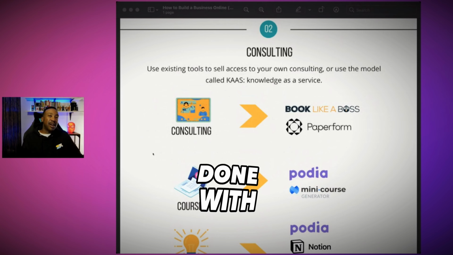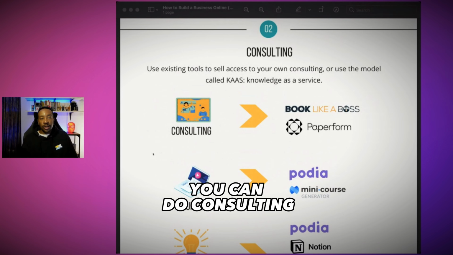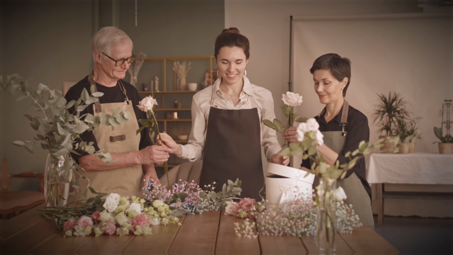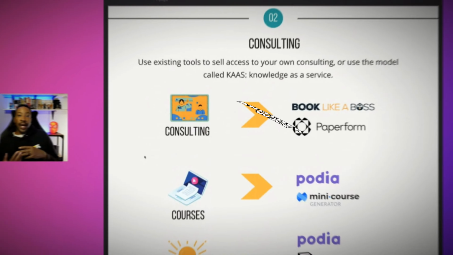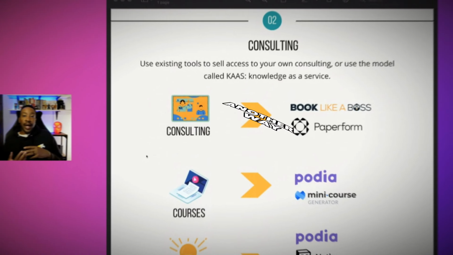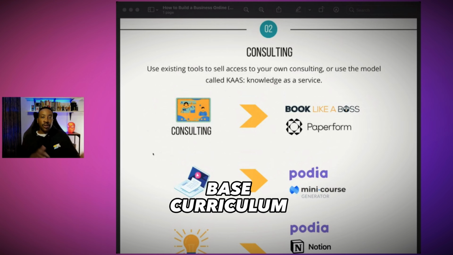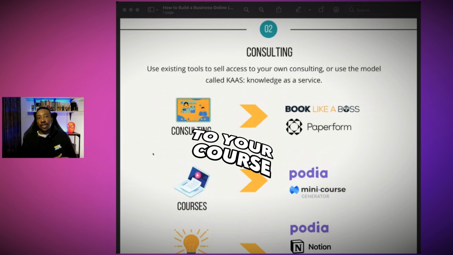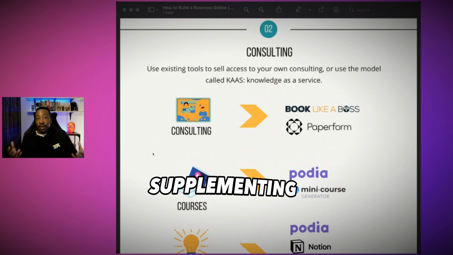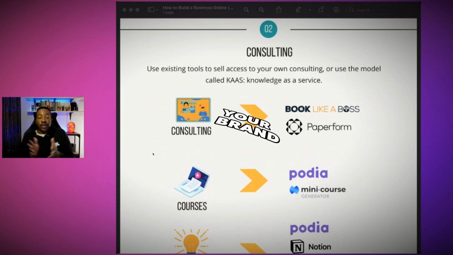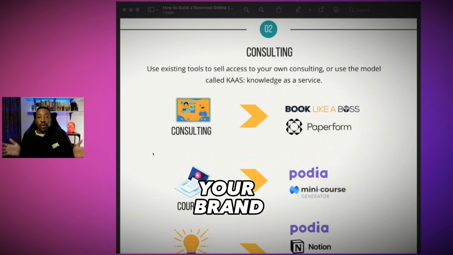So that's like a done with you service. I would start one-on-one first, but then you can do one-to-many. So you're doing group coaching as well. Another way that you can be doing consulting would be having a course. You could have a base curriculum where people have access to your course, and then you could do weekly calls as well. So you're supplementing your effort, your brand, and all those things, and really you're scaling your time.